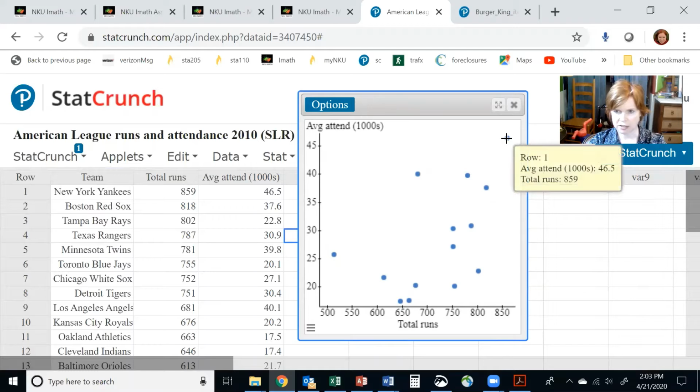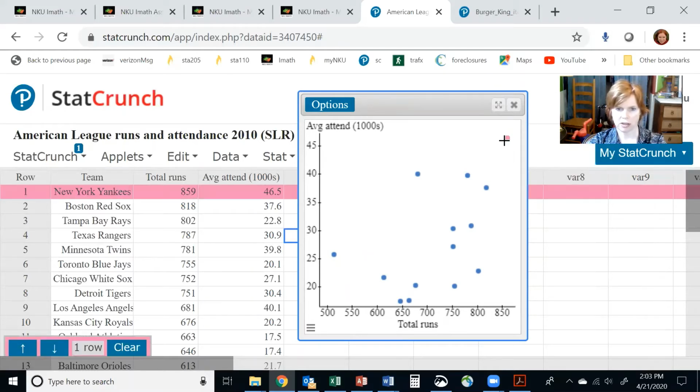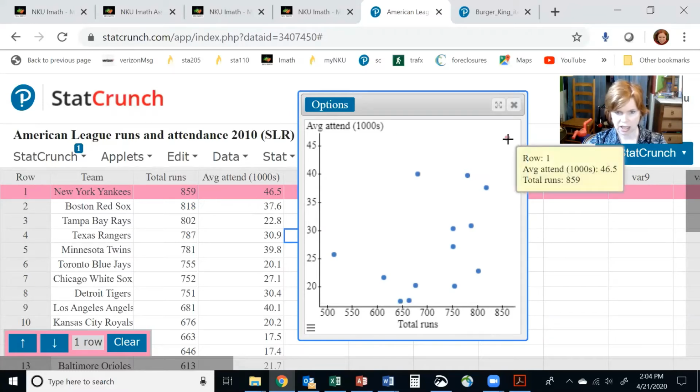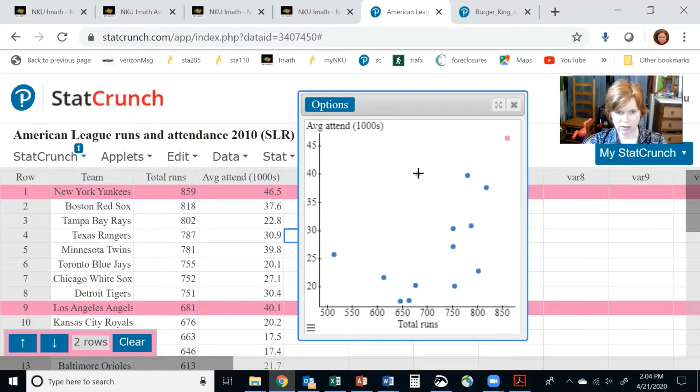Each of these dots represents one row. Like this one, that represents the New York Yankees. The X coordinate is 859, you see 850, a little bit more. The Y coordinate is attendance, and that's a little bit higher than 45. And if I want to look at this one, that's the Los Angeles Angels. Their total number of runs was 681, somewhere around there, and their attendance was right at 40.